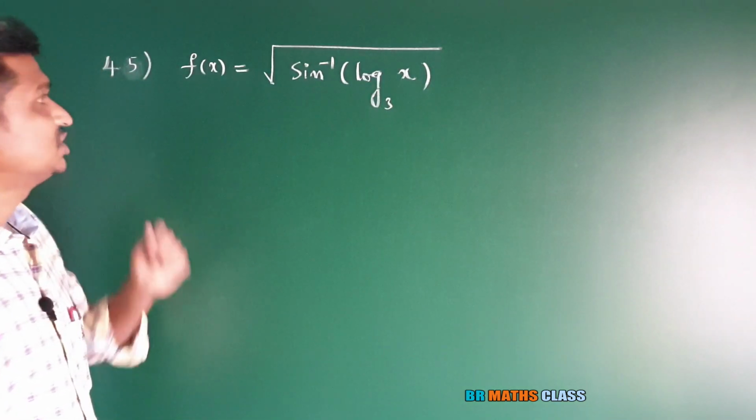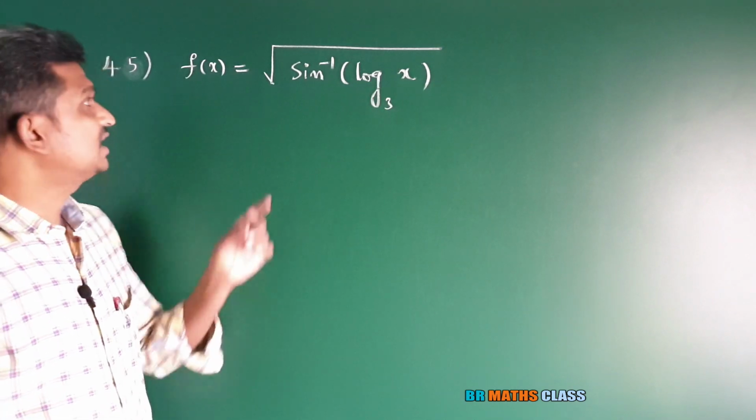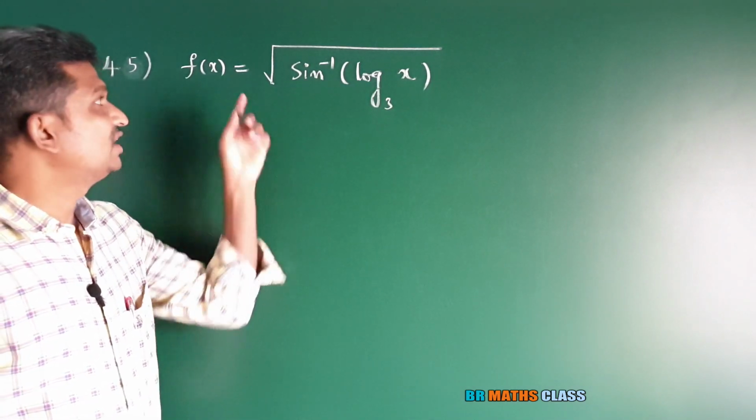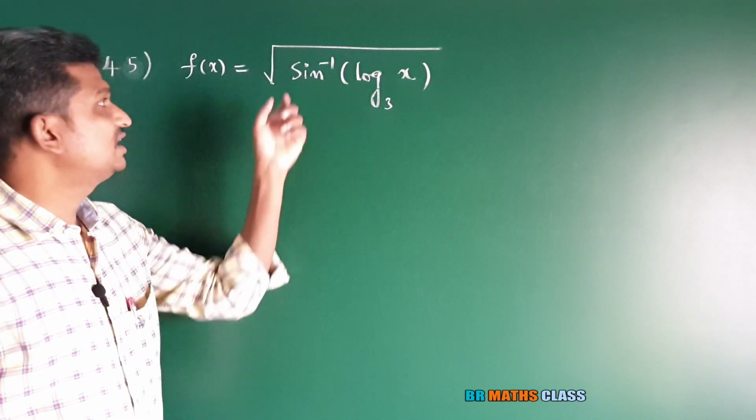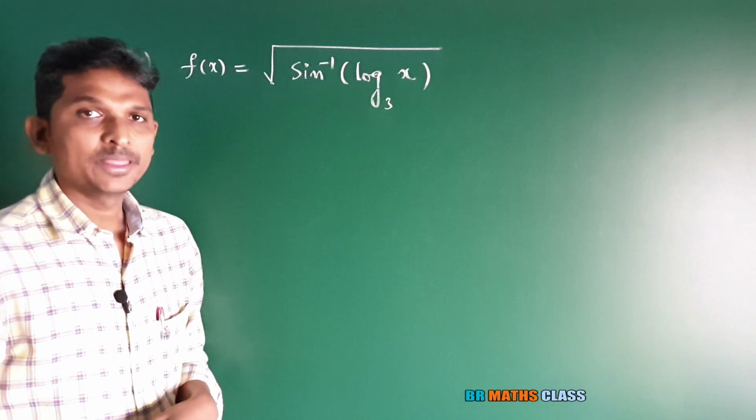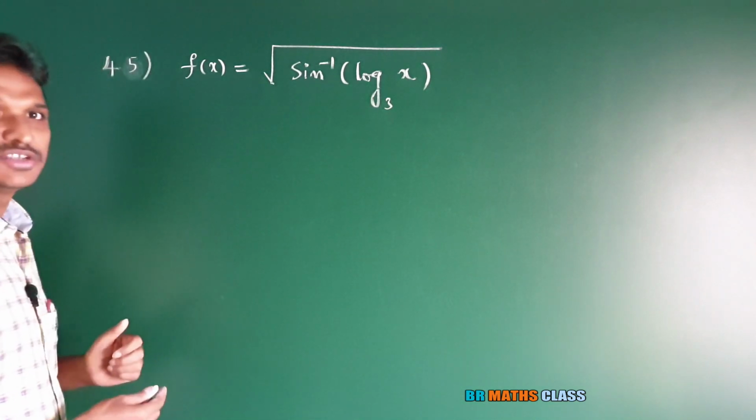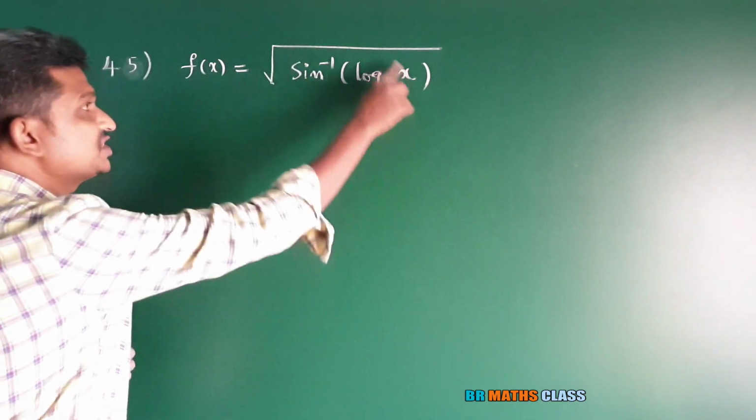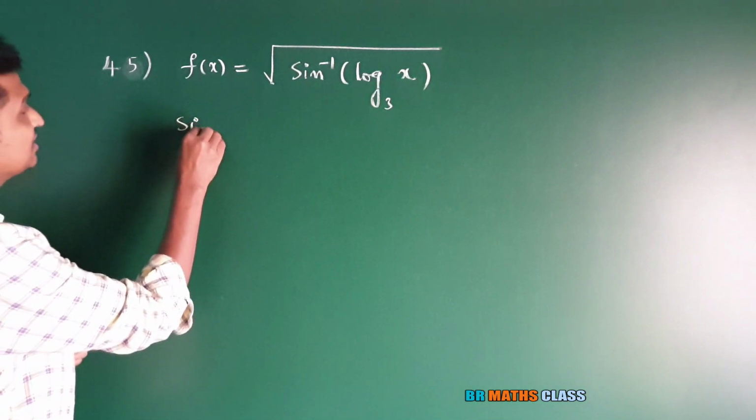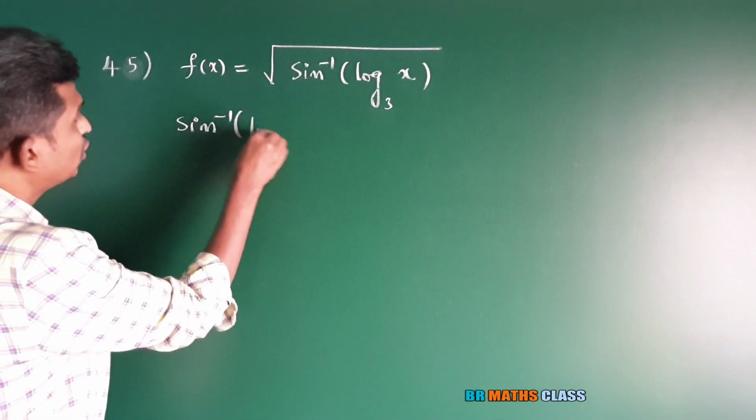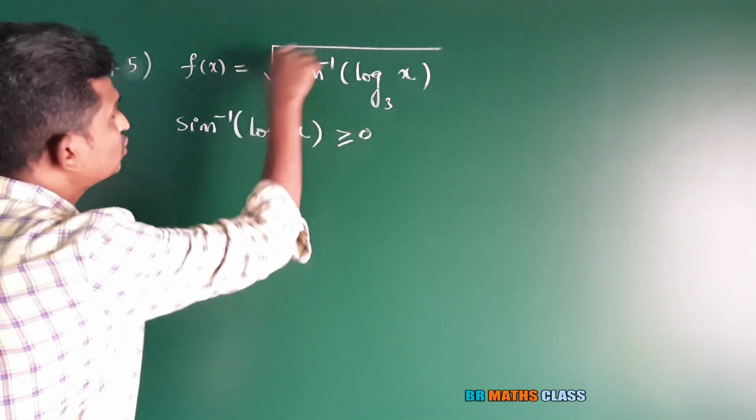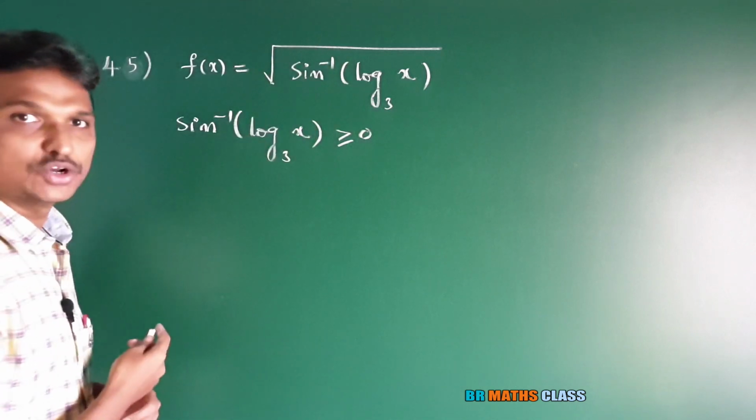You observe this question number 45. We need to calculate domain of this function. Here three things are there. One is square root, second one sin inverse trigonometric function, third one is log. So to calculate domain of this function, we know that whatever the expression is there in under root, that must be greater than or equal to 0. It means sin inverse of log x base 3. This value must be greater than or equal to 0 because this expression is in under root.